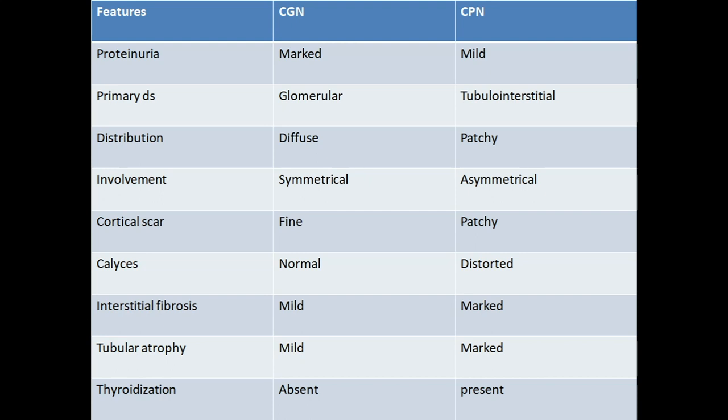Interstitial fibrosis is mild in chronic glomerulonephritis, while it is marked in chronic pyelonephritis. Tubular atrophy is mild, while it is marked in CPN, and thyroidization is absent in chronic glomerulonephritis, while it is present in chronic pyelonephritis.